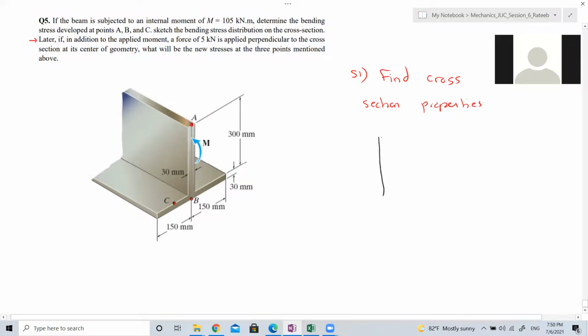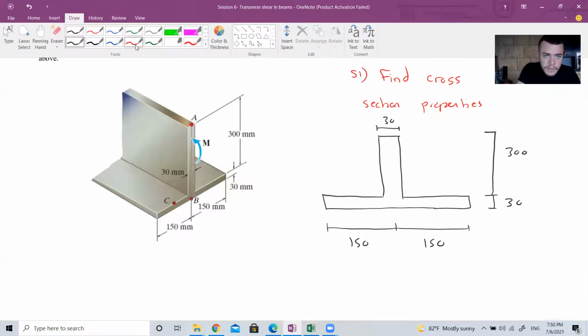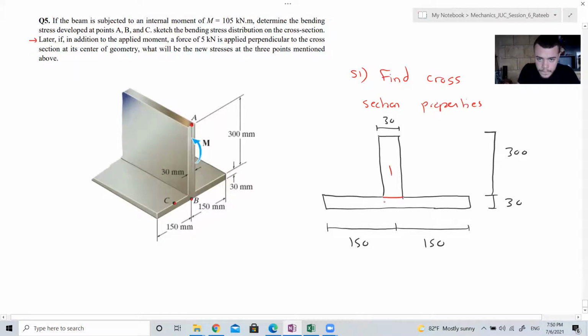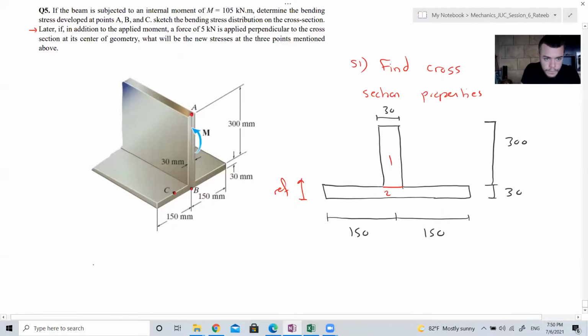Yes. We have this cross section. Yes, doctor. So we have here 30, 300, 150, 150, and this is 30. How many parts should I divide it into? 2 parts. Let's find the centroid. 3 parts, doctor? How 3 parts? 2 parts are easier for you.